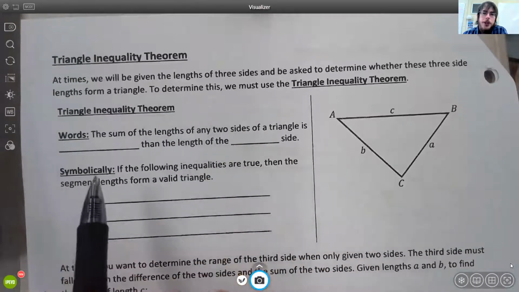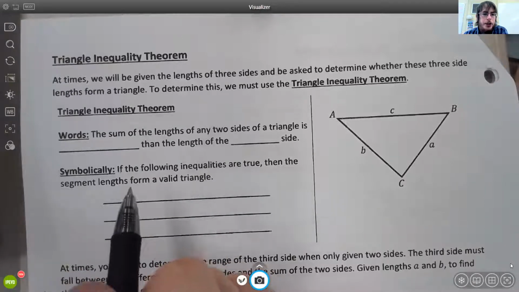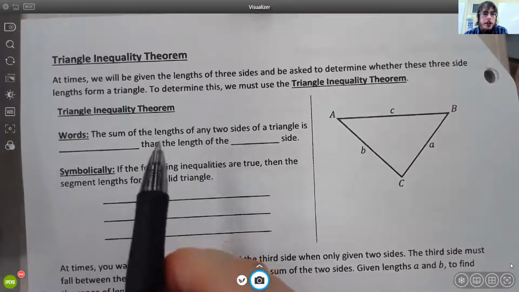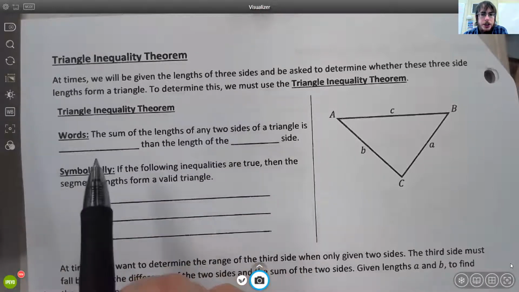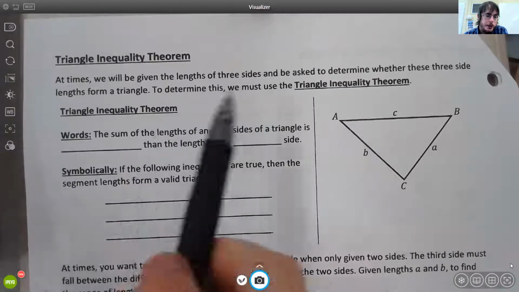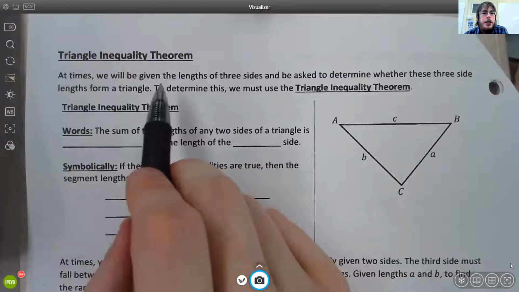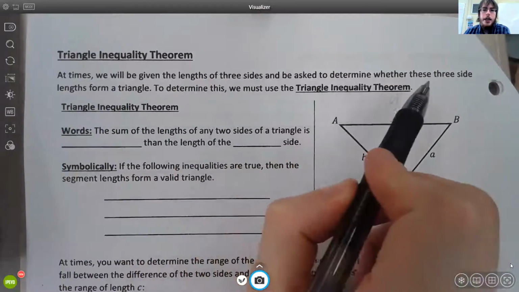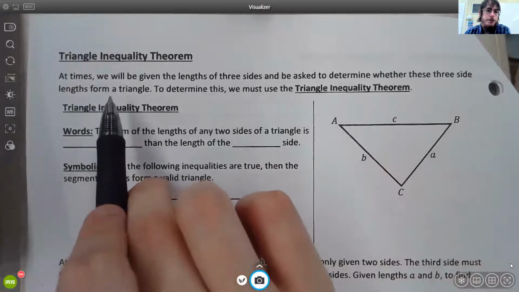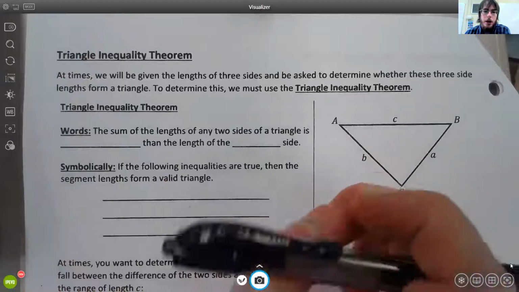This is the one that I mentioned in the last one when we did classifying triangles and the triangle sum theorem. Today we're going to be talking about triangle inequalities, which deal with the three different sides as well as the angles of the triangle. So at times we will be given the lengths of three sides of a triangle and be asked to determine whether these side lengths form a triangle. To determine this, we must use the triangle inequality theorem.